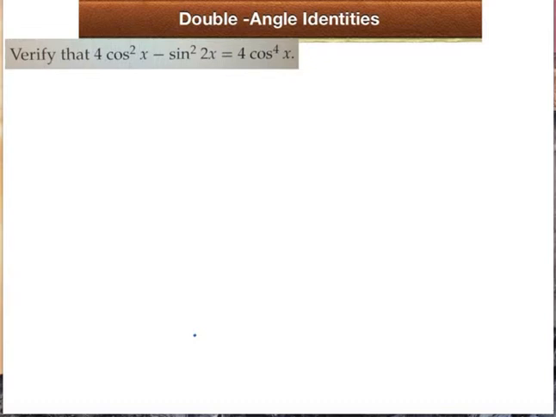This is a question of verifying identities. You need to verify that this side, the left hand side, LHS stands for left hand side, is equal to the right hand side. I start from the left hand side.